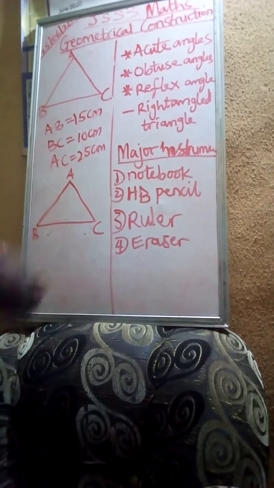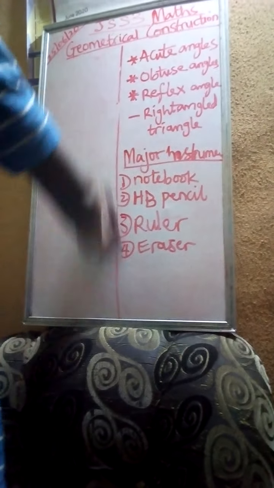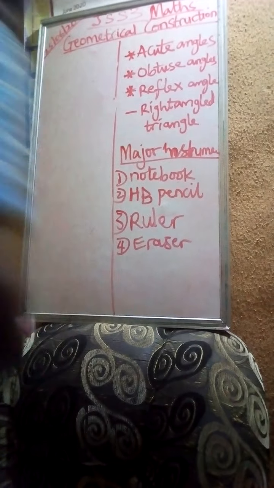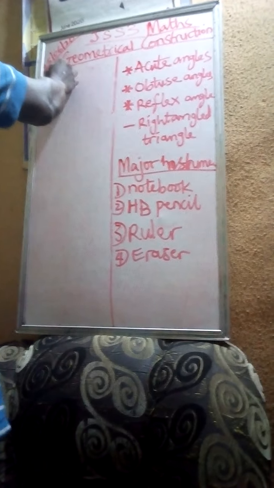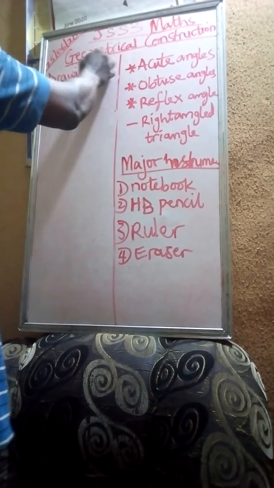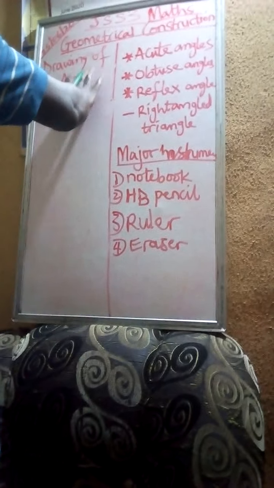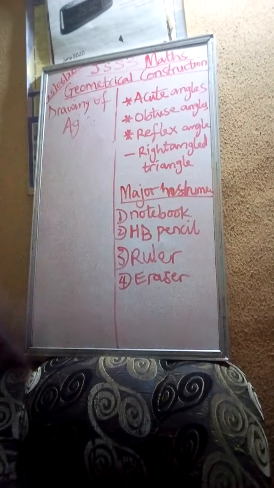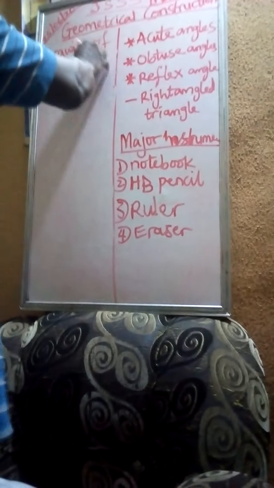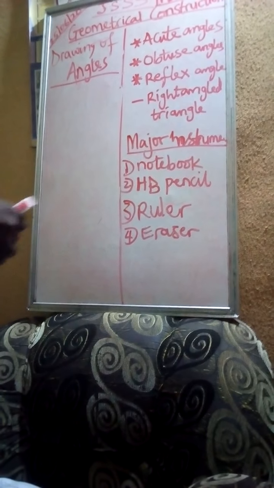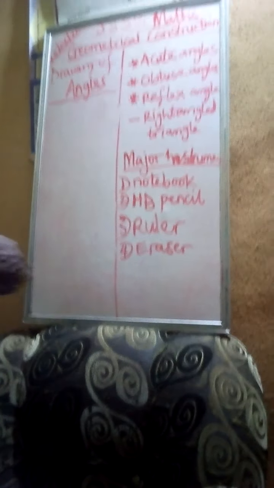Now let's quickly go to some practical aspect, drawing of angles. So after learning how to copy, then drawing of angles. Now we want to go into drawing of angles. Which angle? Let's start with angle 60.